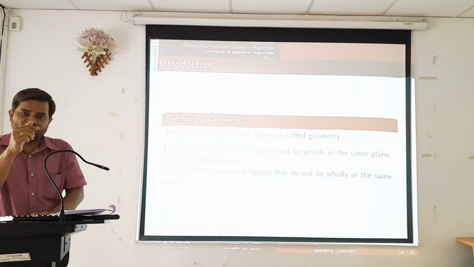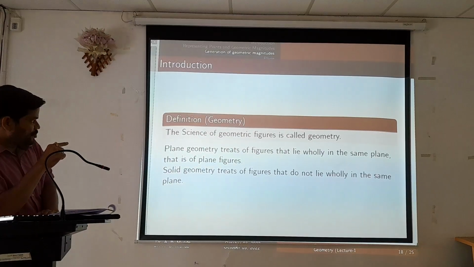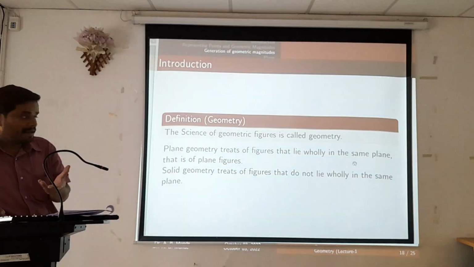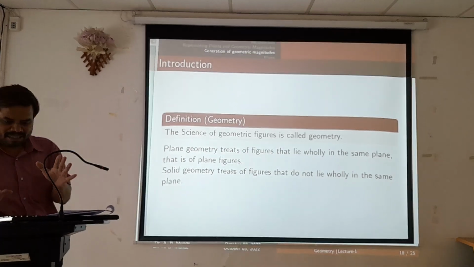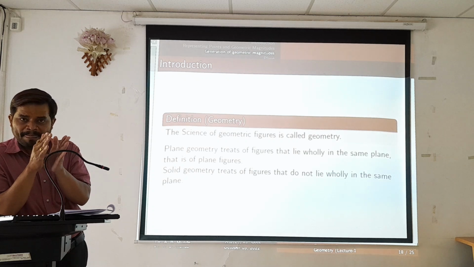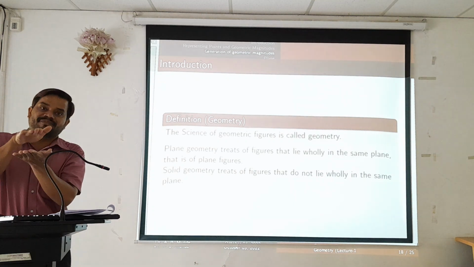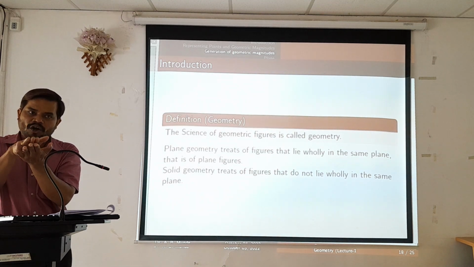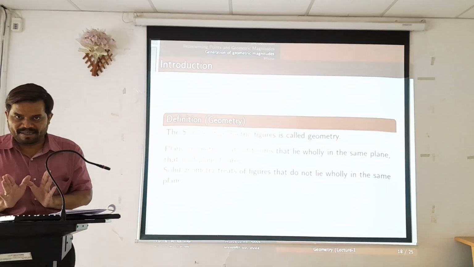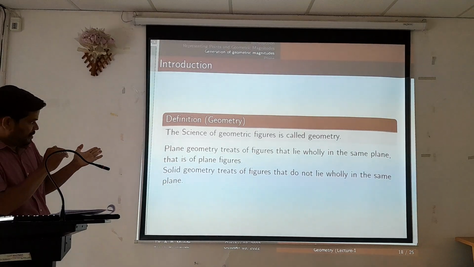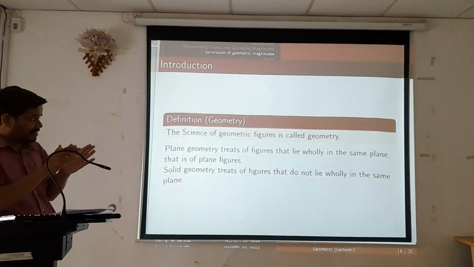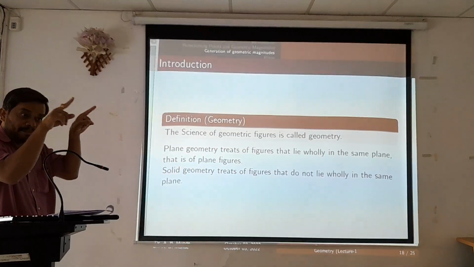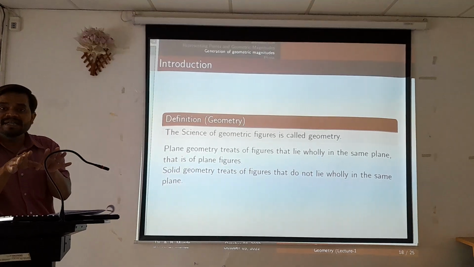So we see here what is meant by a plane geometry. The plane geometry treats of figures that lie wholly in the same plane, that is, of plane figures. I told you earlier, what is meant by a plane? A smooth surface is called a plane, and whatever objects or figures you can draw in that plane is called a plane geometry. Next one is a solid geometry. It treats of figures that do not lie wholly in one plane or the same plane, then we can call it a solid geometry.